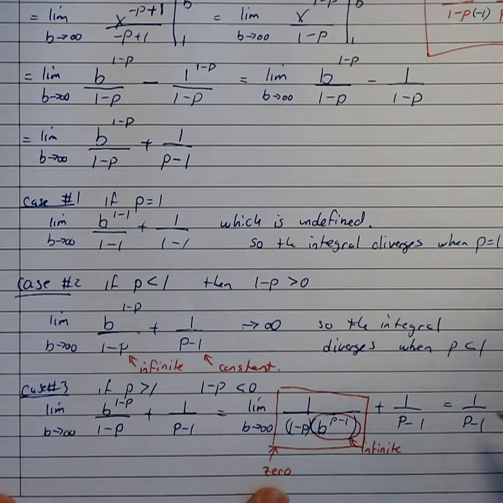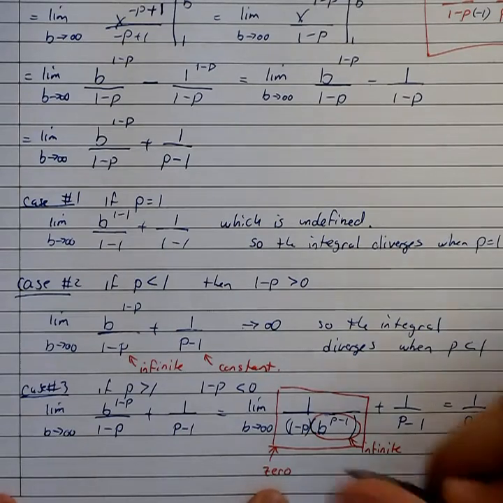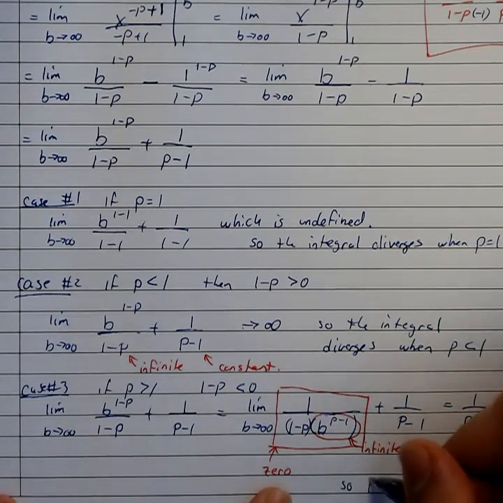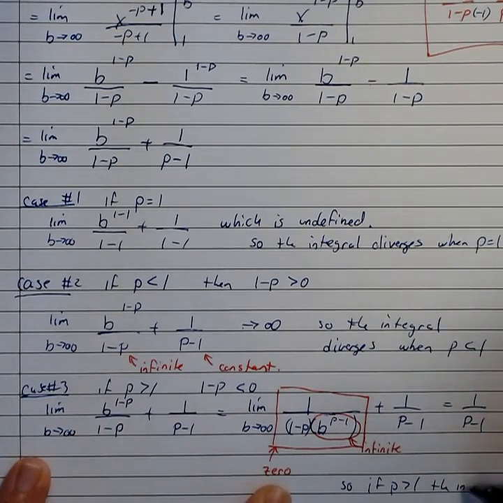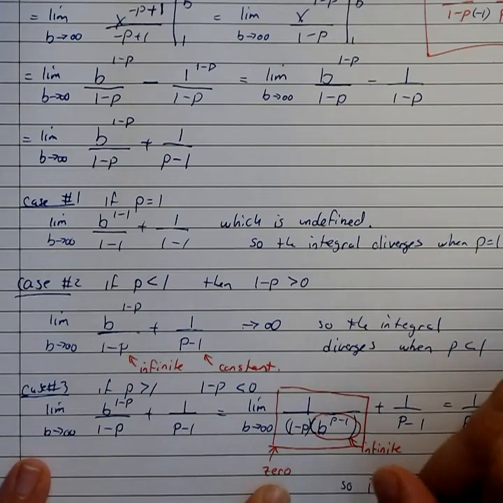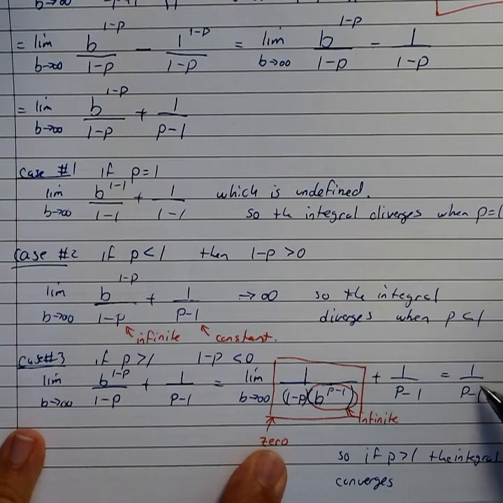Oh, but that's a number, right? Because p is a constant. P is some number. We don't know exactly what it is, but it's a number. So 1 over p minus 1 is also a number. So if p is greater than 1, the integral, well, it's equal to a number. That means it converges. And not only does it converge, but we know what it converges to. We found that the answer is 1 over p minus 1.